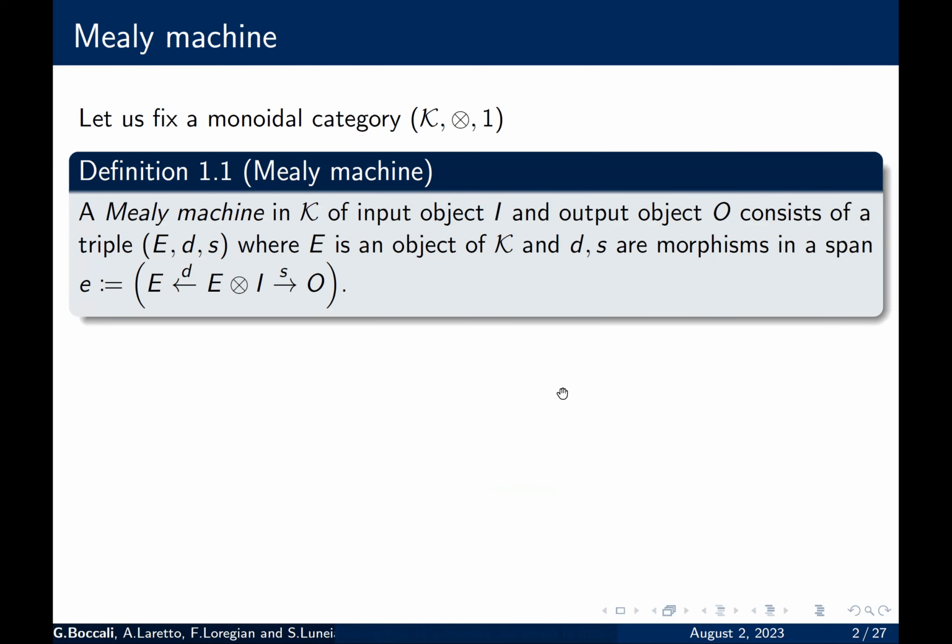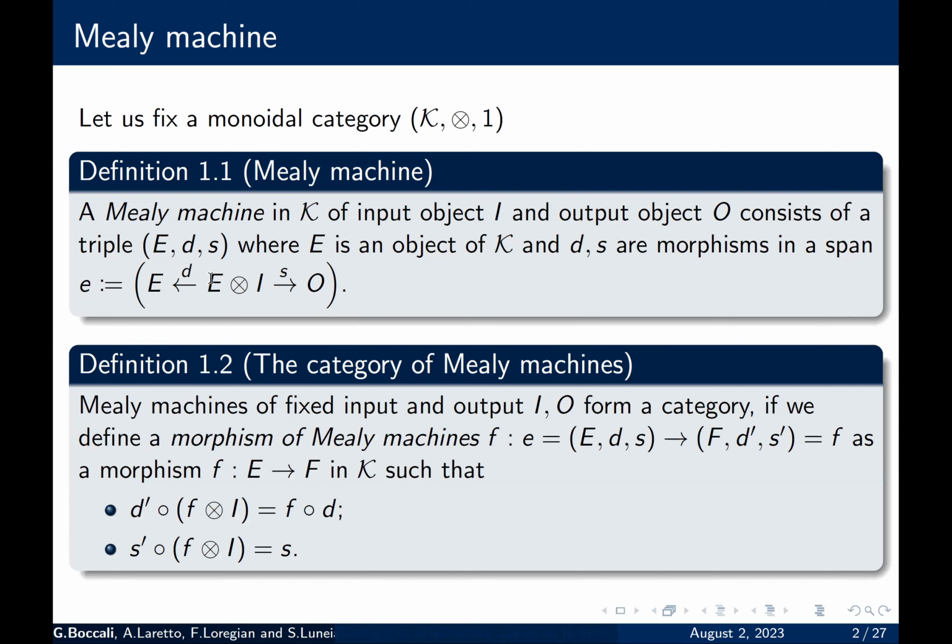first things first, we need to define a Mealy machine. Guitart himself defines a generalized Mealy machine in a categorical setting, to be a span of this form in a monoidal category K. Here we have a state object, in French it is état, a dynamic morphism D which takes a state and an input and gives us a new state, and then an output map S, which takes an input and a state and gives us the output.